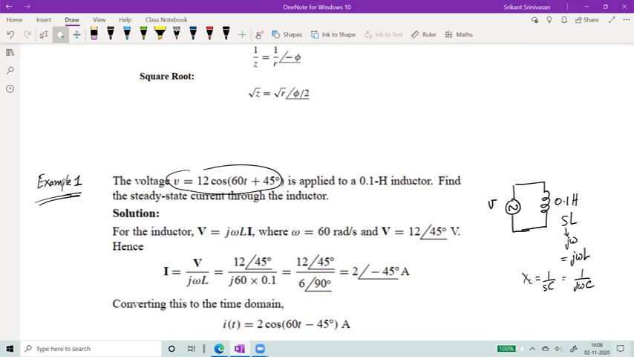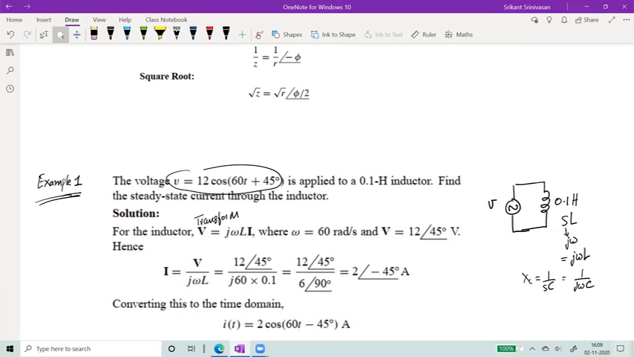And this word transform that I'm using is very important, because remember that once I have written this phasor notation, I have actually transformed to the frequency domain. It's not in the time domain anymore. So the transform voltage is j omega L into I. What are V and I? These are phasors. So V has magnitude 12. What is the angle? 45 degrees. What is the frequency? 60 hertz. But that we are not writing down. We know that omega is 60. So V is equal to 12 angle 45 degrees.